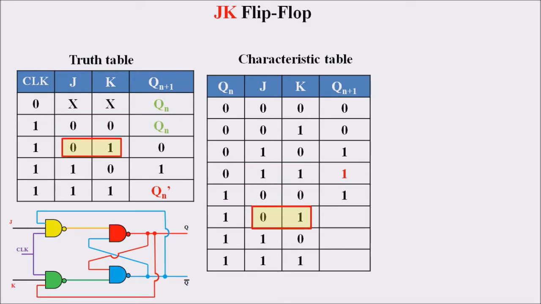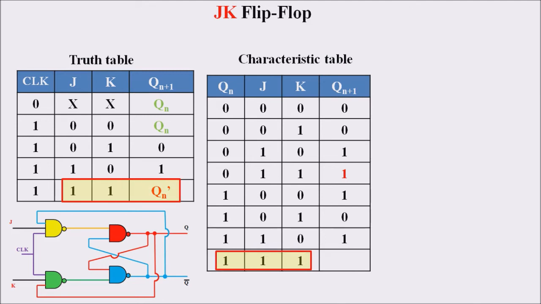If we move towards the 0, 1 condition, the output will be 0 based upon the truth table, and thus the output will be 0 here. If we move towards the 1, 0 condition, then the output is 1, and this 1 value is fed into the characteristic table. And finally, if we move towards the J equal to 1, K equal to 1 condition, the output will be Qn complement.